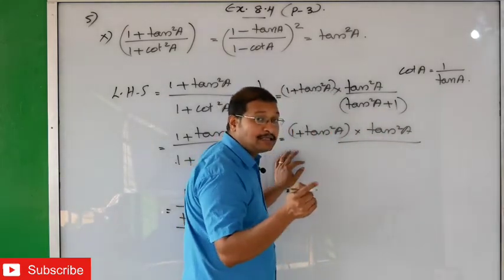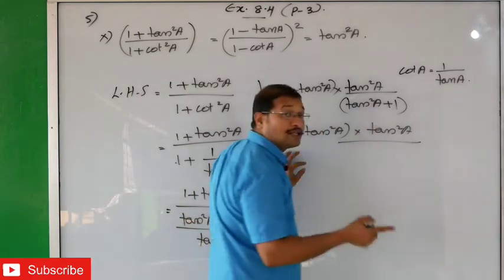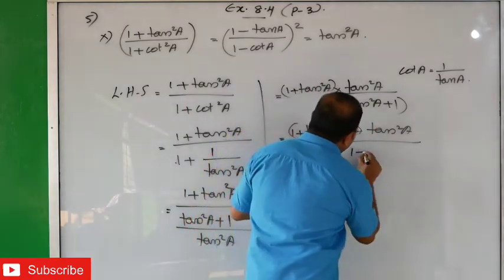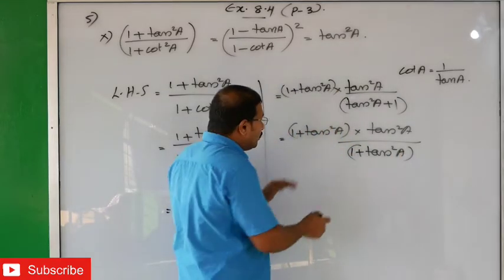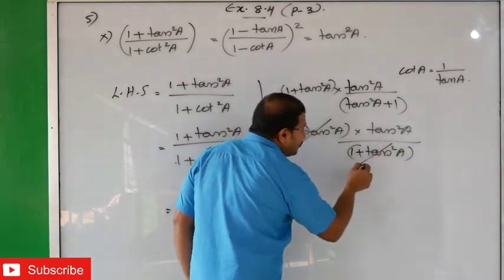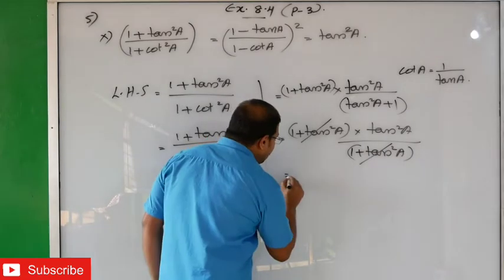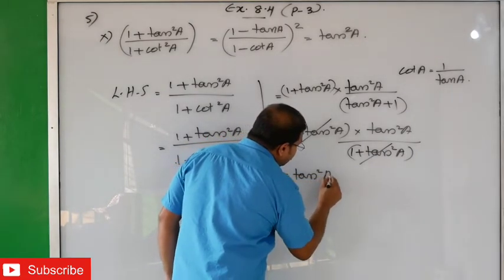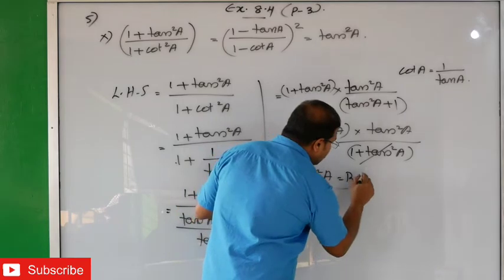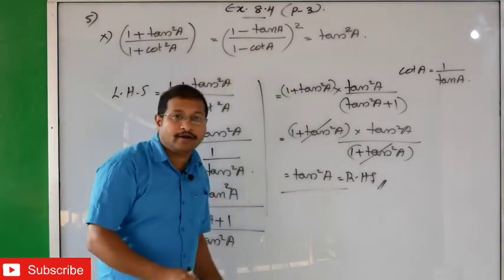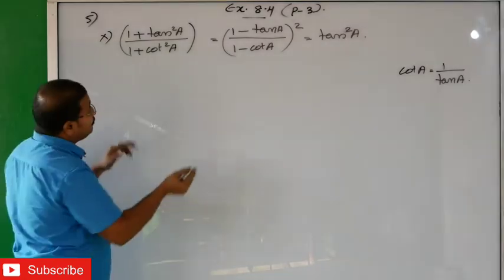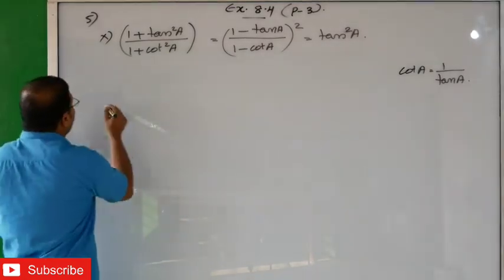tan square A will be same. That means in place of tan square A plus 1, what you can write? 1 plus tan square A. The value will not change. Now what you do? Say numerator and denominator will cancel the same. Balance will be tan square A equals RHS. That means one answer recorded. We need to do the next part. And let's see the balance. Now our LHS will be, yeah, this one.